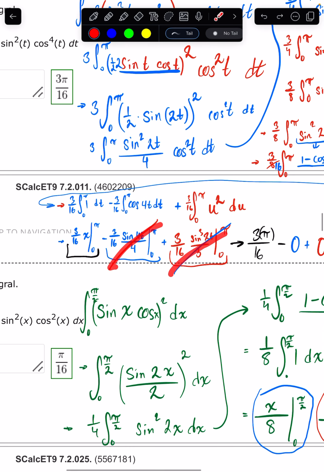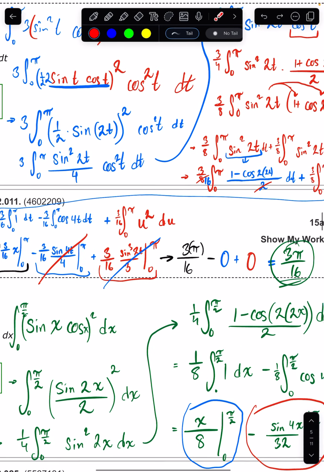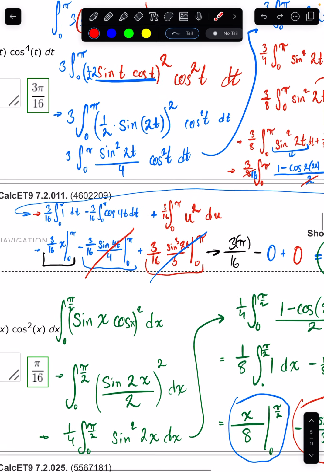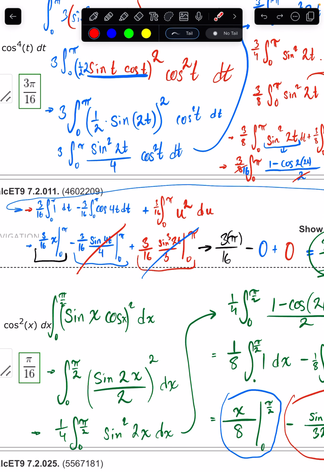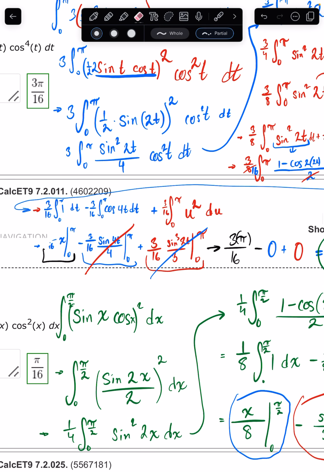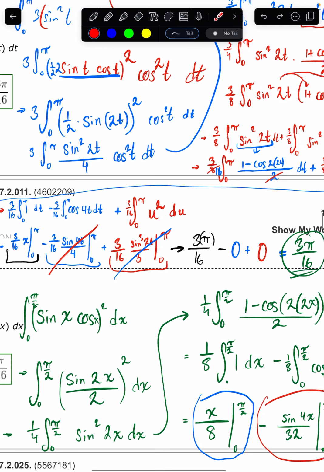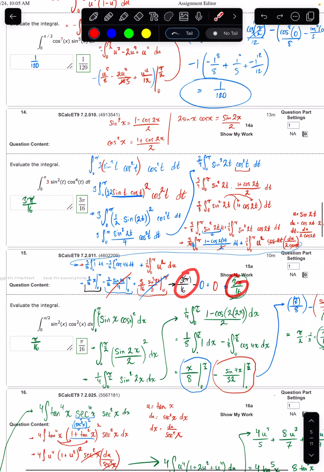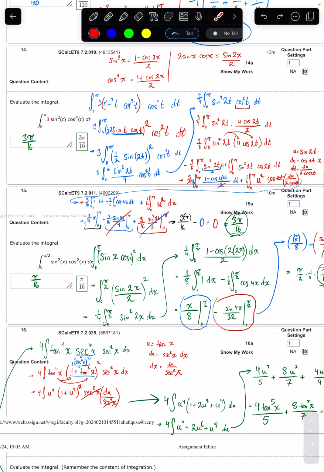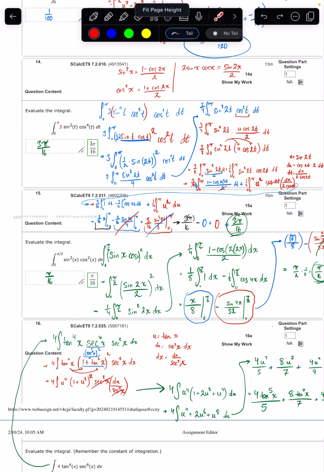So these cross out, and you just plug in pi for x, and then multiply by 3 over 16. Pi over 16. So you're left with 3 pi over 16. That's your final answer, which is right here. Okay.